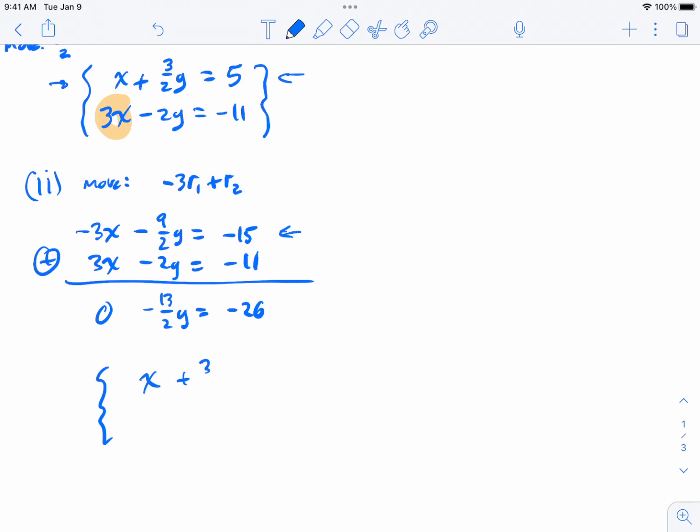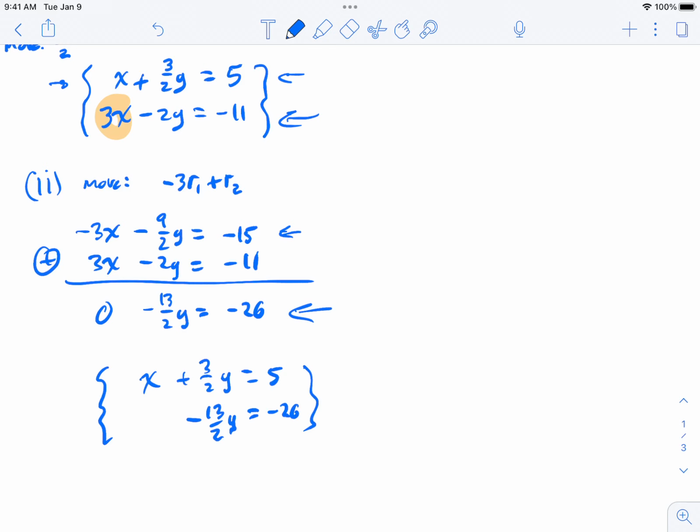So we go like this, x plus 3 halves y equals 5. This equation is done. We did what we wanted to do. We made an x term. We're never going to actually change the memory banks anymore for that row. But instead of writing this, we're going to write this. So we have a 0x, and then we have this negative 13 halves y equals a negative 26. Cool. That's what our memory banks look like now.